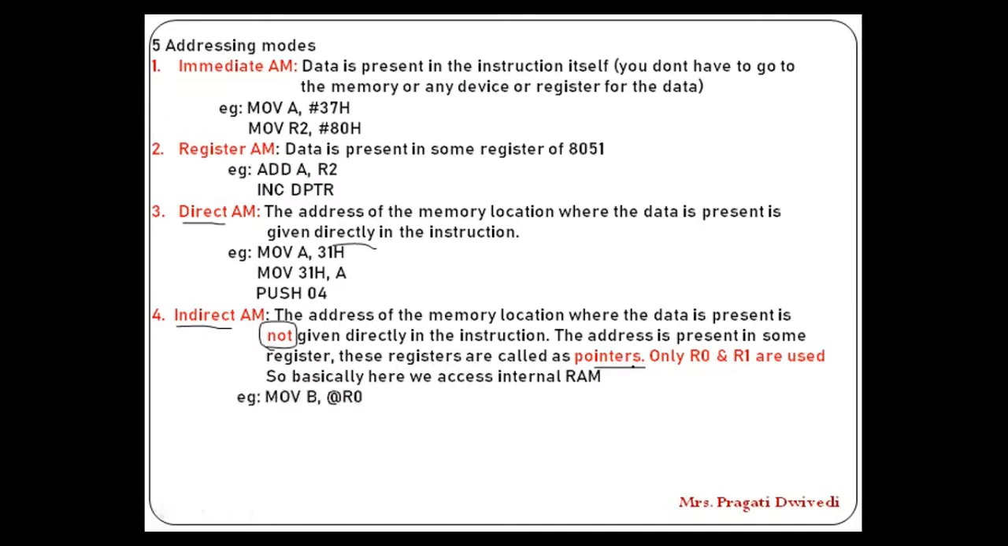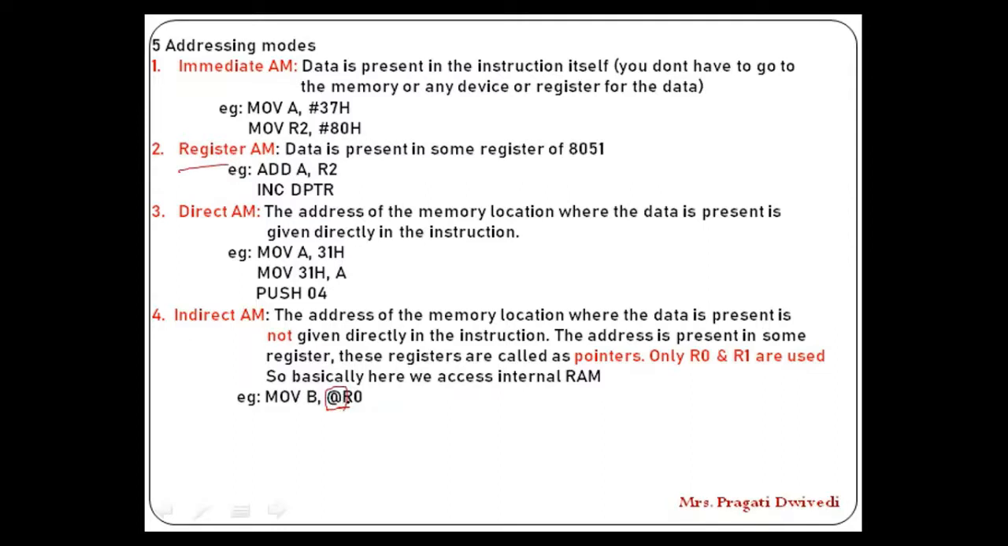So, you see the difference at the rate. In register addressing mode, there is no at the rate. Here you have at the rate. This at the rate plays a very important role. It is this at the rate which distinguishes between register addressing mode and indirect addressing mode.